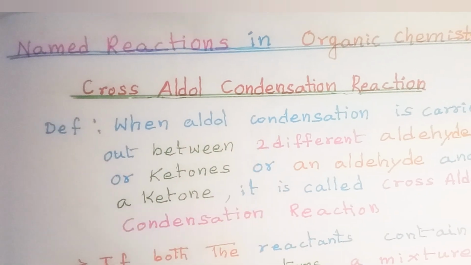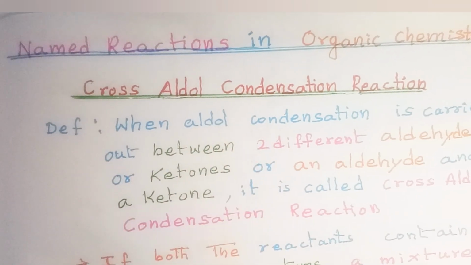In aldol condensation reactions, we have learned that two molecules of the same aldehyde or ketones will combine with themselves to form aldol condensation products in presence of dilute alkali and heat.